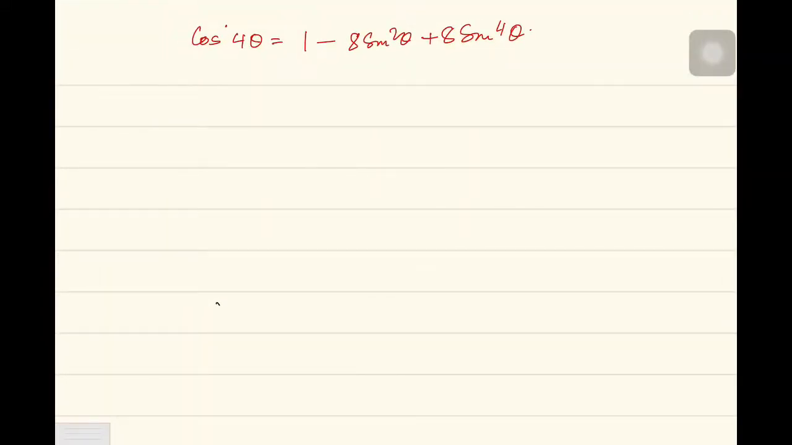Cos 4 theta, prove that. This is also a proving sum. Let me write it down here. Prove that cos 4 theta equals 1 minus 8 sine square theta plus 8 sine to the power 4 theta. This is in the power, by the way, 4 theta. Let's start this sum. I'll start again by writing the left hand side, that is cos 4 theta.